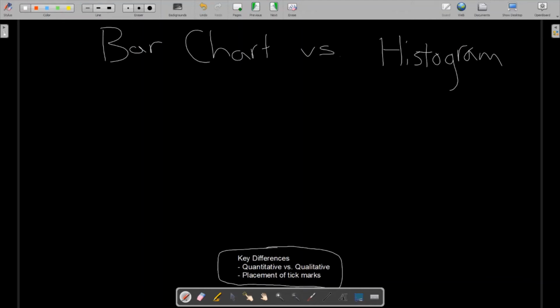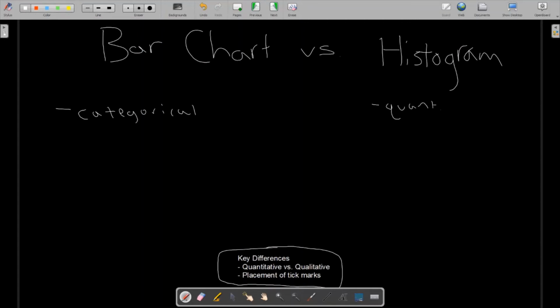But there are 2 key differences, and that is the type of data they use and the placement of tick marks on the graph. So first big difference, a bar chart uses qualitative or categorical data, while a histogram always uses quantitative data. So bar chart will use categorical, histogram quantitative.